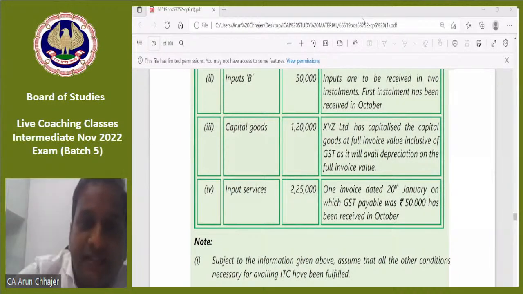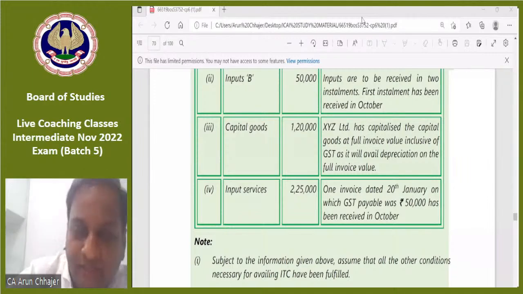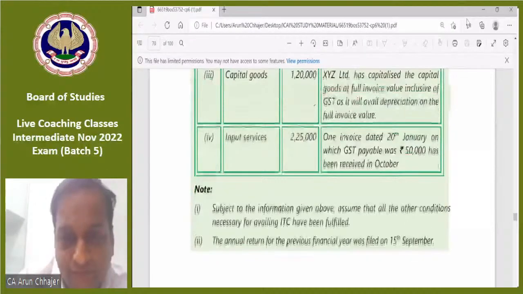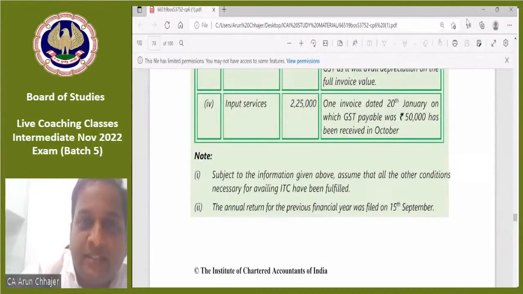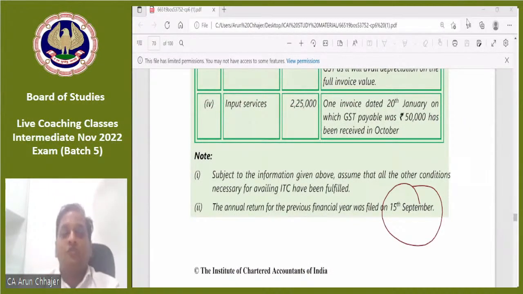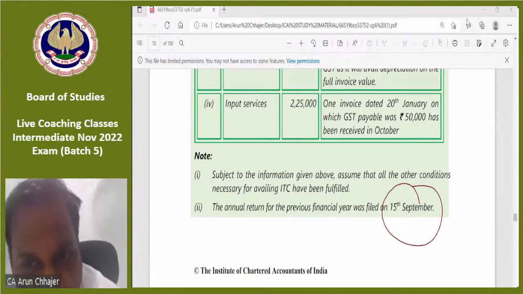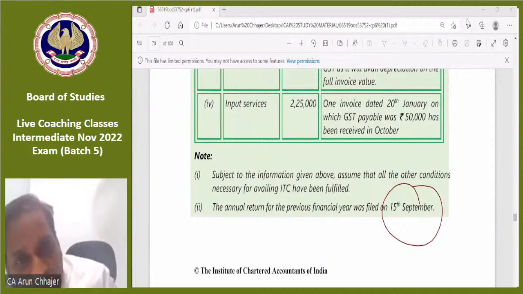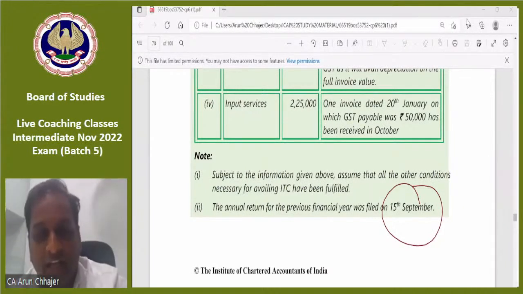And please read this. I think there would be some point regarding the annual return. What is the date of annual return? 15 September. So due date of the September or actual filing of annual return, that is 15 September, whichever is earlier. So I can say the last date is 15 September because the invoice has been received after this date. ITC not available. I hope it is clear.